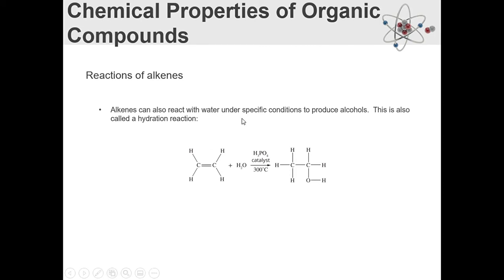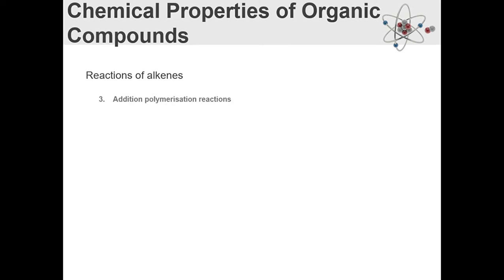Alkenes can also react with water under specific conditions to produce alcohols. This is called a hydration reaction. As it turns out, adding more water to something hydrates it. This requires a phosphoric acid catalyst and 300 degrees Celsius to make it happen.